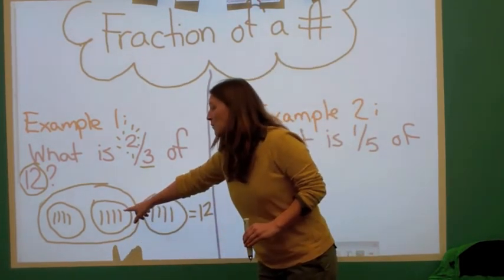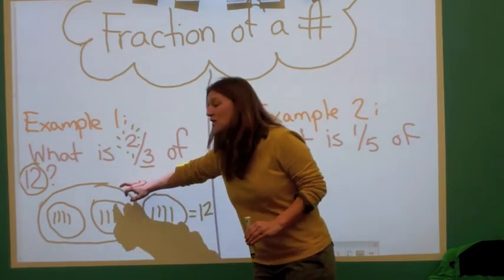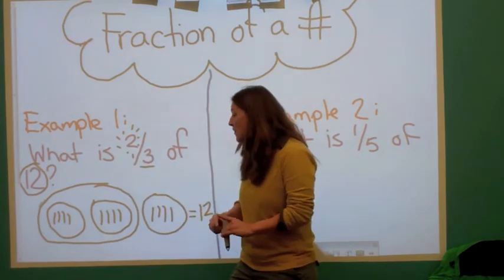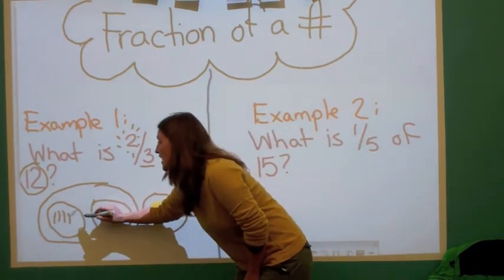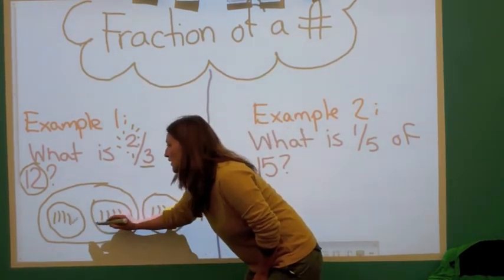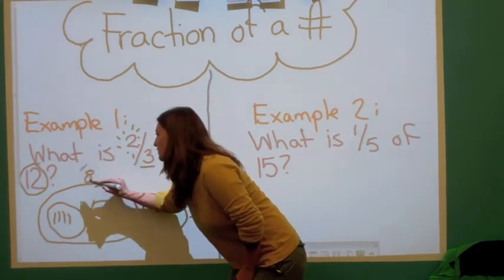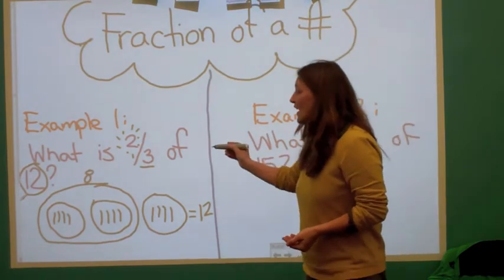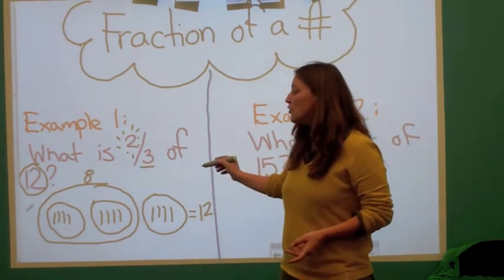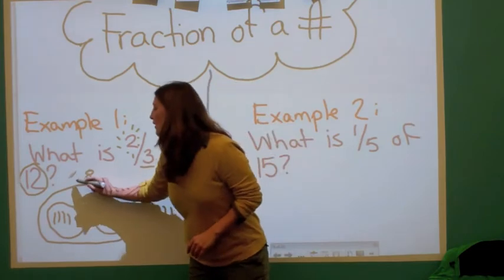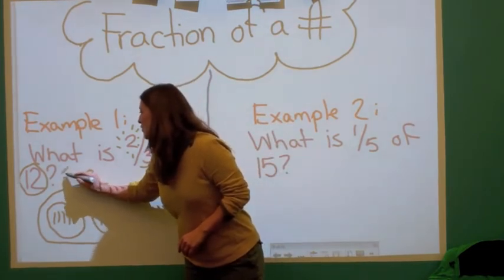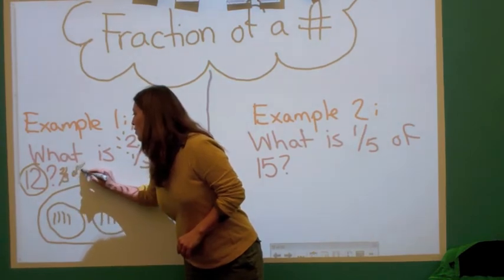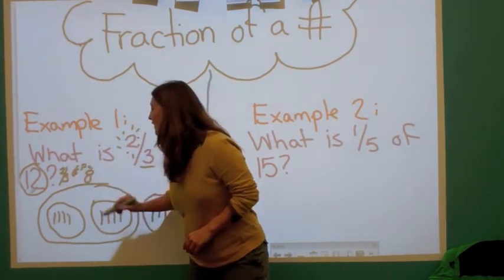So if I count how many tallies are in this big circle, because 2 of them are circled, I'm going to get 8. So in these 2, 4 plus 4, that gives me 8. So to answer this question, what is 2/3 of 12? The answer is 8. So 2/3 of 12 is 8.